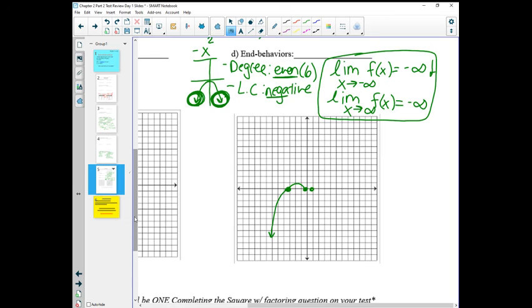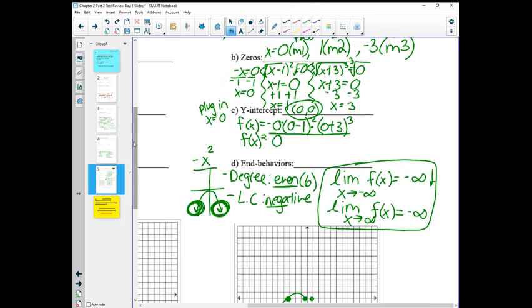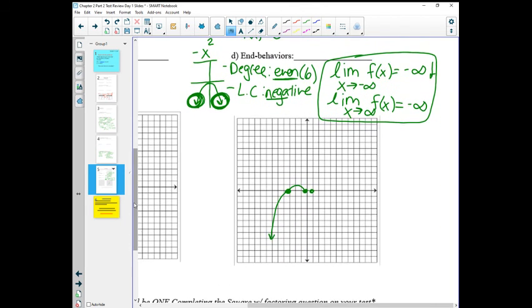At 0, the graph had an odd multiplicity, which we stated up here, which meant the graph was going to pass through that x-intercept and go to the next green dot, where it has an even multiplicity at 1, so it's going to bounce off of it and come right back down. And that matches what we said here about the right side of the graph going down. So that's a picture of what that graph is going to look like.